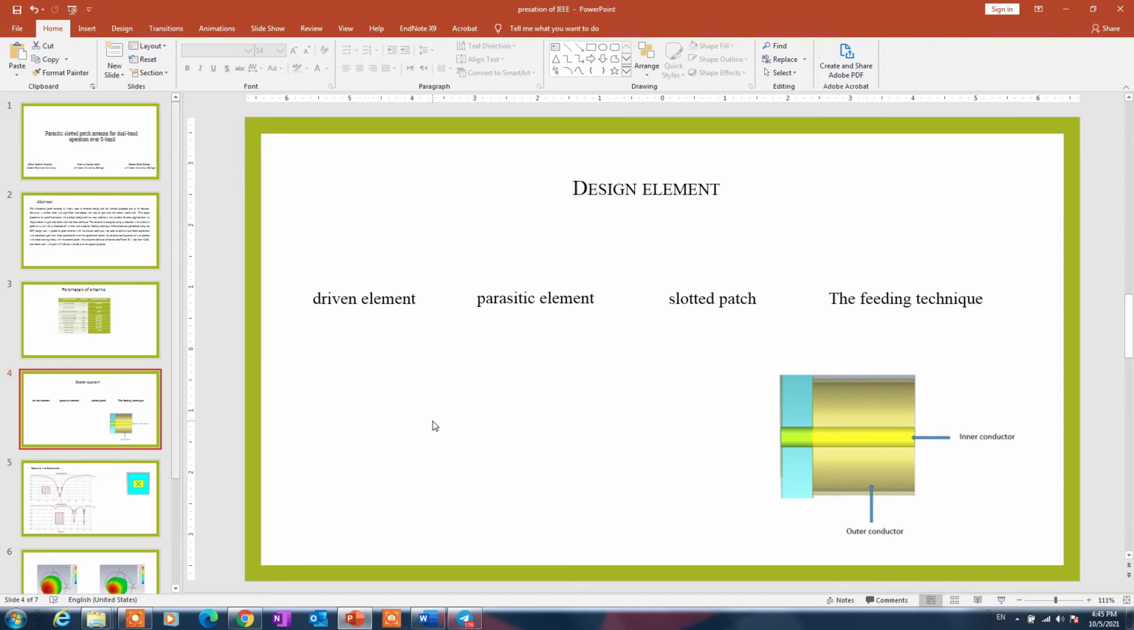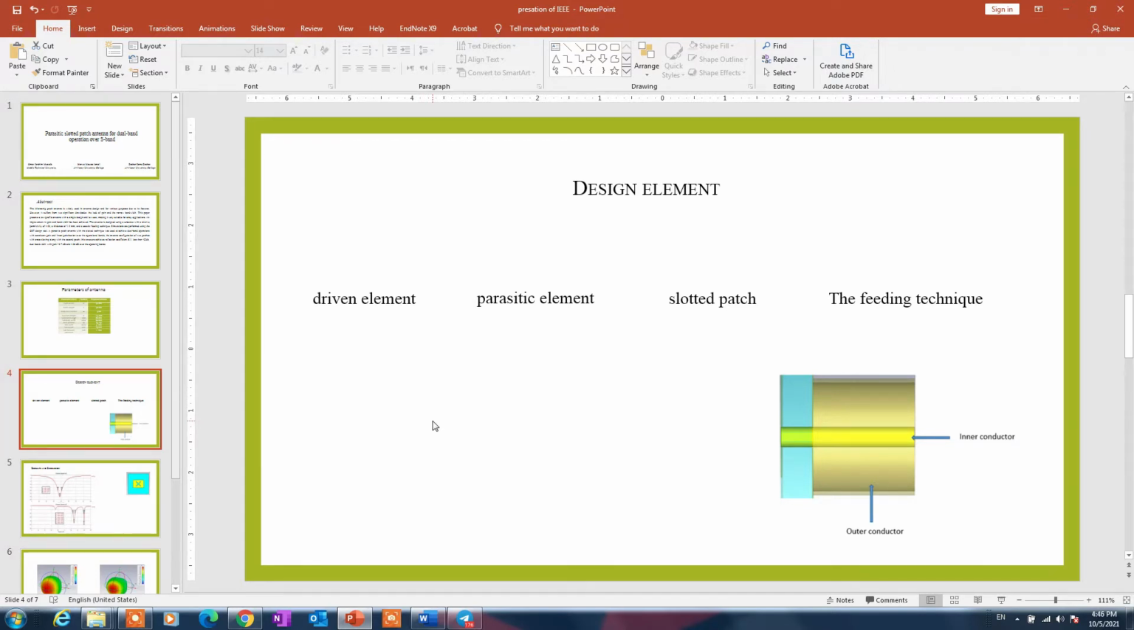The main design elements are the driving element, the parasitic element, the slotted patch, and the feeding technique. The driving element is the essential element connected directly to the feed. The antenna dimensions are calculated depending on the design equations and adjusted in CST software to give the best performance in terms of gain and impedance bandwidth.